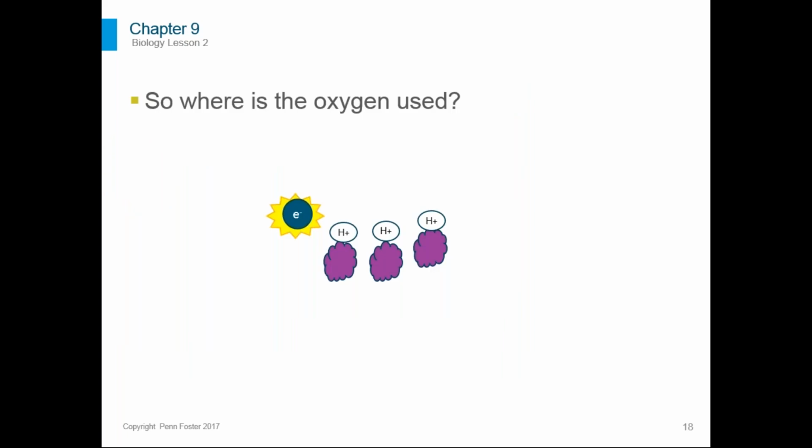So we keep mentioning that glycolysis does not need oxygen, but the other two phases do. But we haven't really shown oxygen being used yet. So why do they need the oxygen?